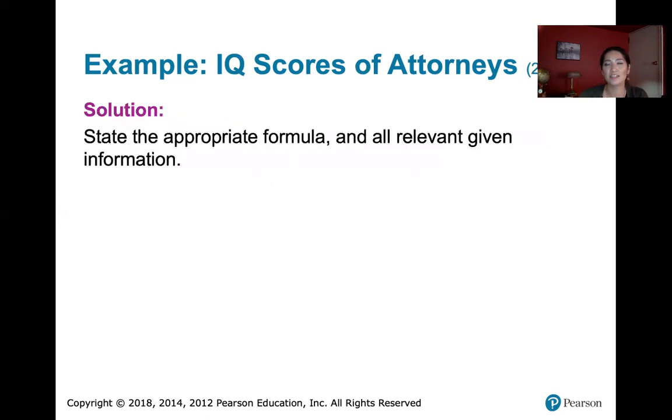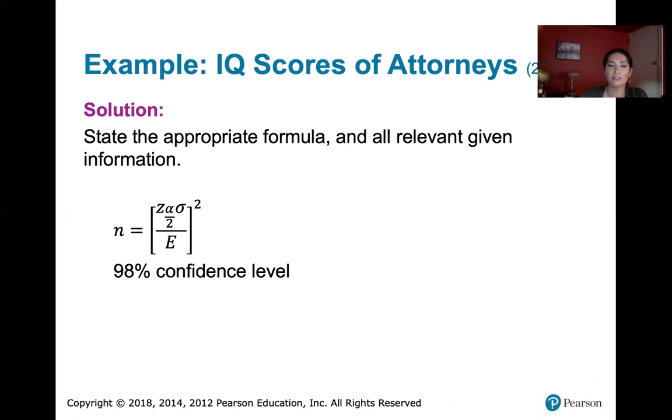Okay, so first we'll just state the formula and everything that's given. So we know sigma, that was given. We know the margin of error that we're seeking, that was given. We don't know z sub alpha over 2, but we do know the level of confidence. And with the level of confidence, we can find a z sub alpha over 2. So it looks like all we need to do is find z sub alpha over 2, plug everything in, find out what n is, and then round up.